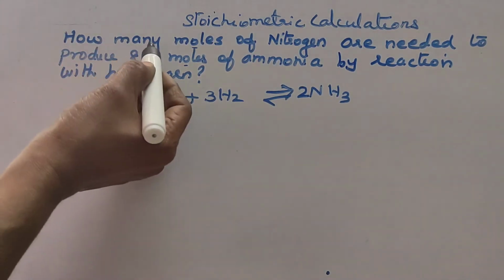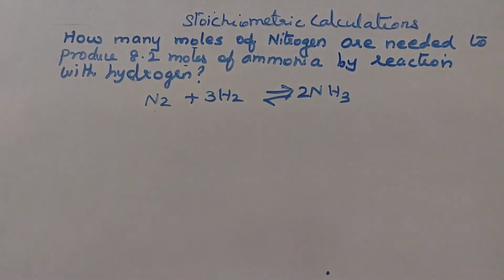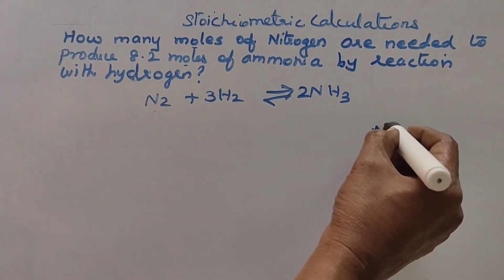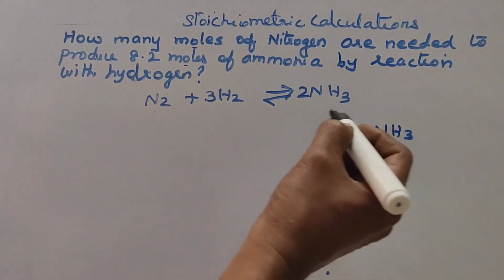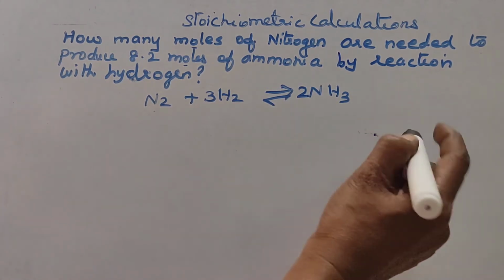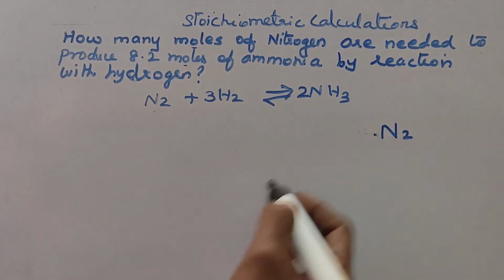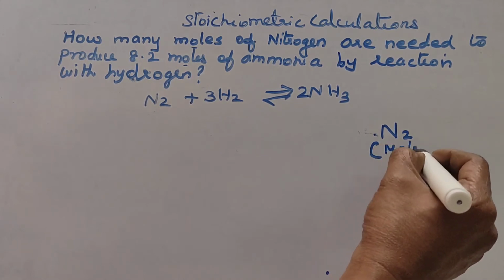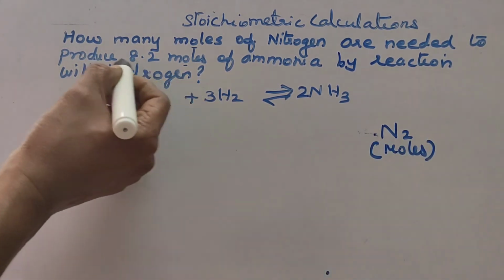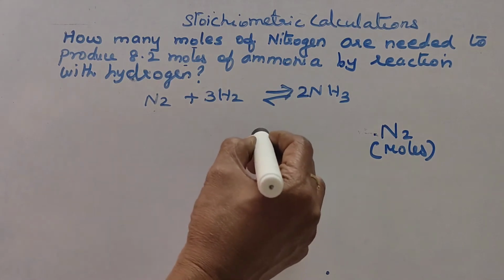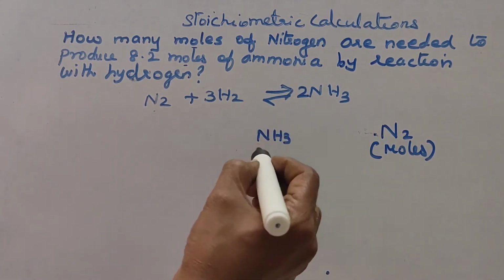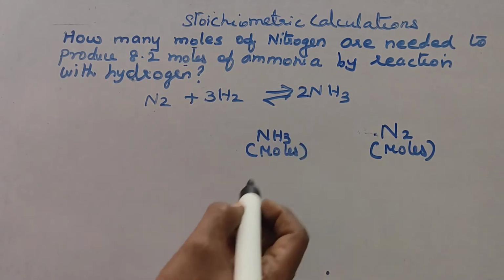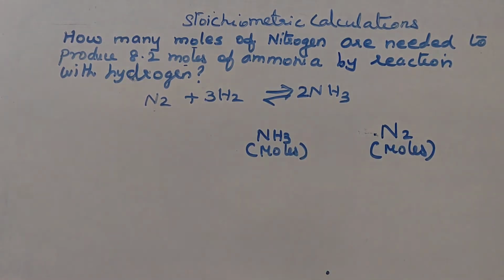So what is asked? How many moles of nitrogen? That we will write on the right side. NH3. How many moles of nitrogen? So N2. In what form is it asked? Moles. Then what is given? Ammonia. In what form is ammonia given? That is also in moles. So mole-mole relationship.